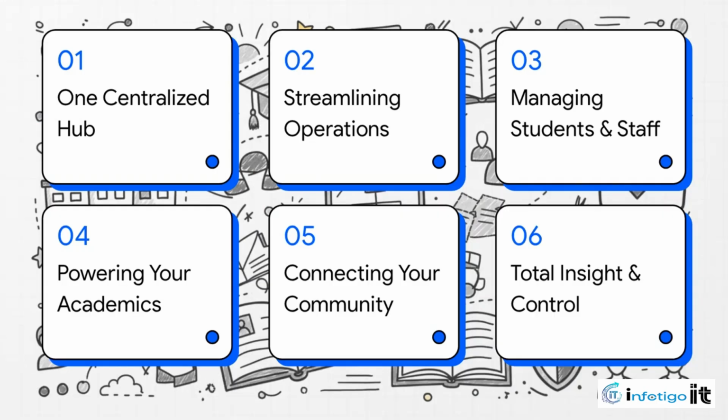Okay, so here's our game plan. We've broken this down into 6 key parts. We'll kick things off with the foundation, the centralized hub, then we'll walk through operations, your people, the academics, your community, and finally, the data and control that pulls it all together.